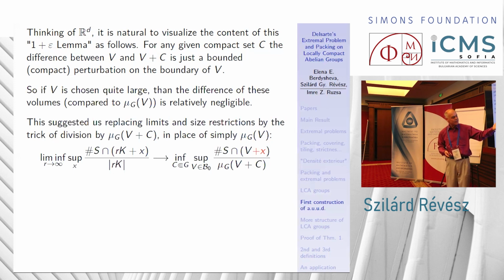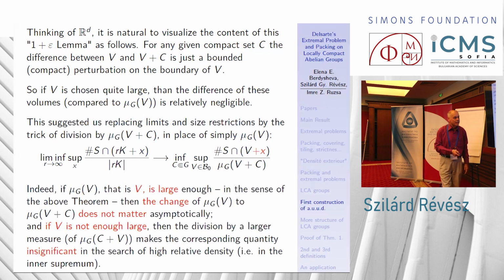And that allows us to consider, instead of RK, as R tends to infinity, just to take here V plus C. Why V plus C? Because if V is indeed large, in the sense of the previous lemma, then it's almost all the same if you put here V or V plus C. And if V is not large enough, then it means that V plus C could be much larger than V here. So from the original thing, this additional inclusion of C decreases the ratio. And since here you are looking for the supremum, it will drop out from consideration. So this way we can grasp the need that this V should be large.